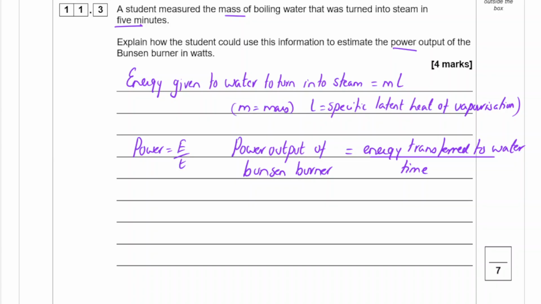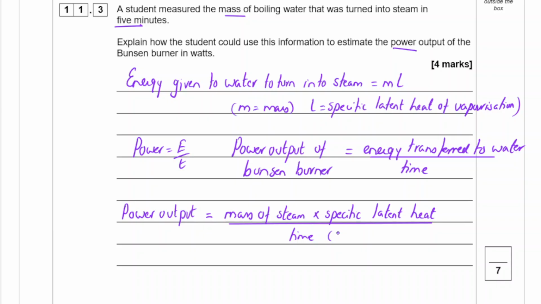So I could rewrite it as power output by the Bunsen burner is equal to the change in mass, or mass of the steam, multiplied by specific latent heat, divided by the time, which has to be 300 seconds, because they have given it as 5 minutes. I have to change it to seconds.